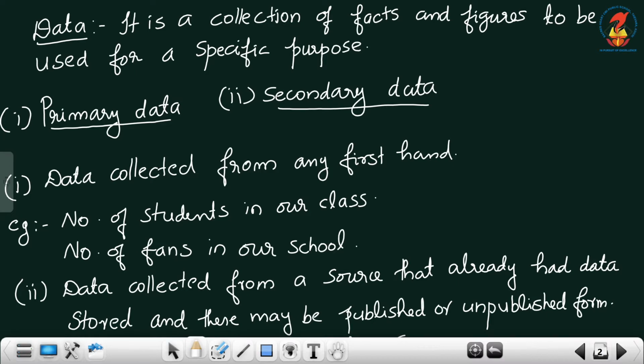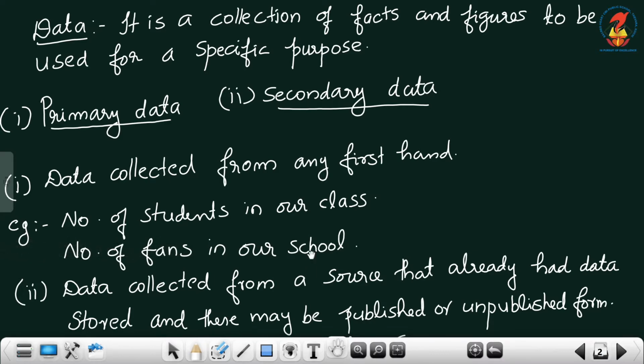Two types of data are there, primary data and secondary data. What is primary data? Data collected first hand. For example, the number of students in our class, the number of fans in our school, etc. What is secondary data? Secondary data means data collected from a source that already had data stored, and these may be in published or unpublished form.